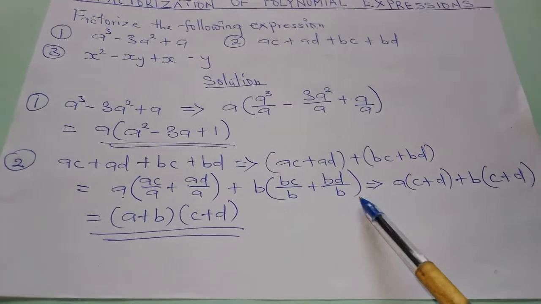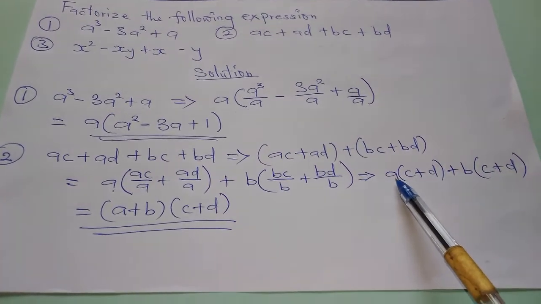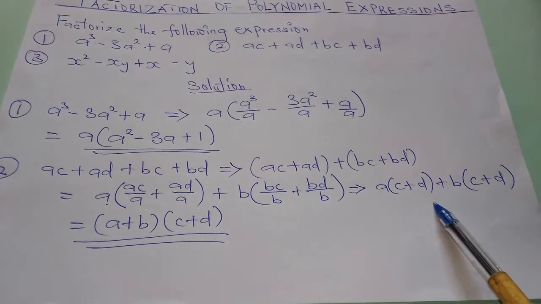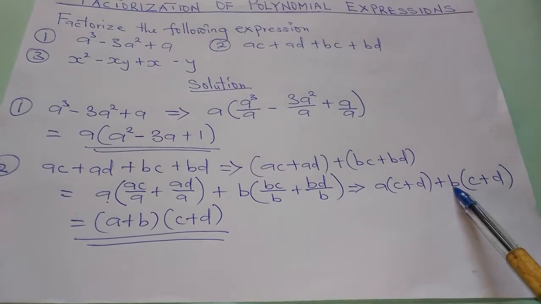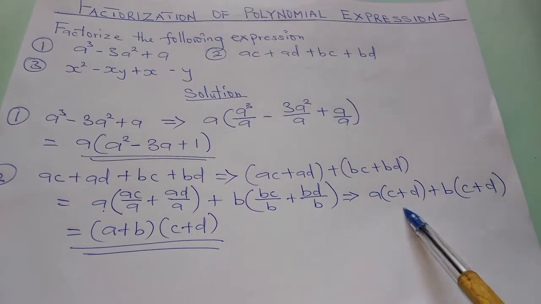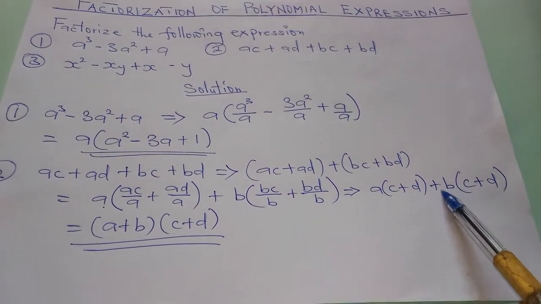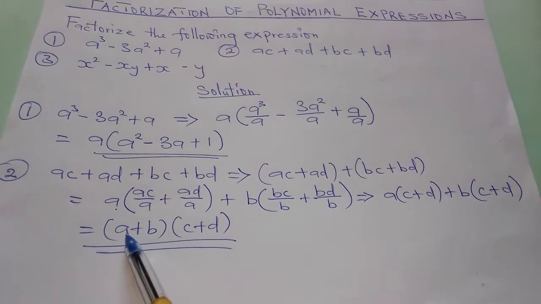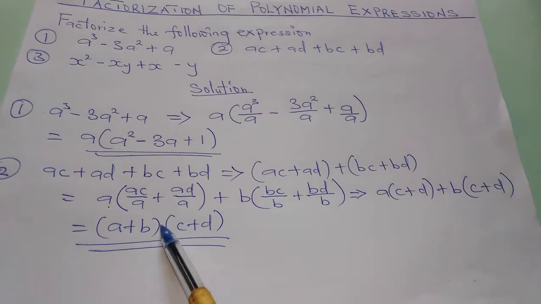So now, for us to get our final answer here, we are going to use this common factor in the first bracket and link it up with the common factor in the second bracket. That will be A plus B. This A plus this B. So take it, put it in one bracket, A plus B, close the bracket.